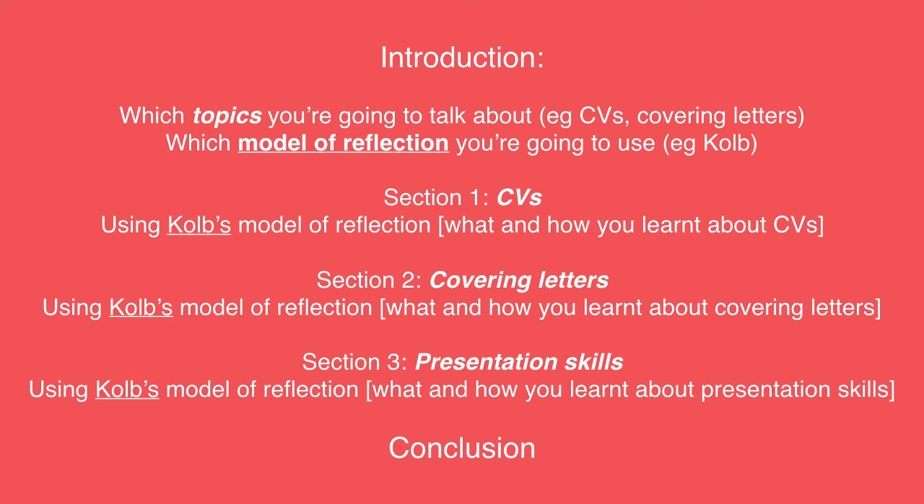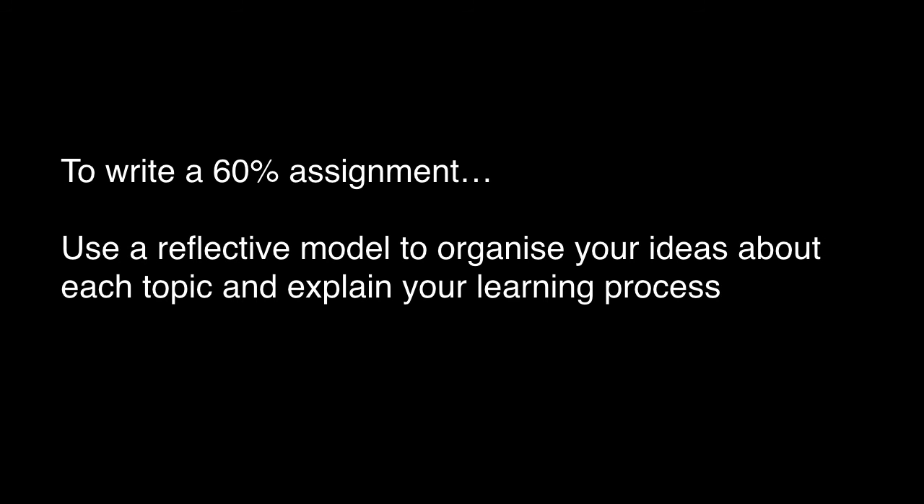And then a conclusion. Probably 100, 200 words, the introduction, the same. And then each section about 500 words, maybe, depending how many topics you want to cover. And you've got your 2,000 words. So you've got a lovely structure and the right number of words. And so to write a 60% assignment or more, use a reflective model to organise your ideas about each topic and explain your learning process.